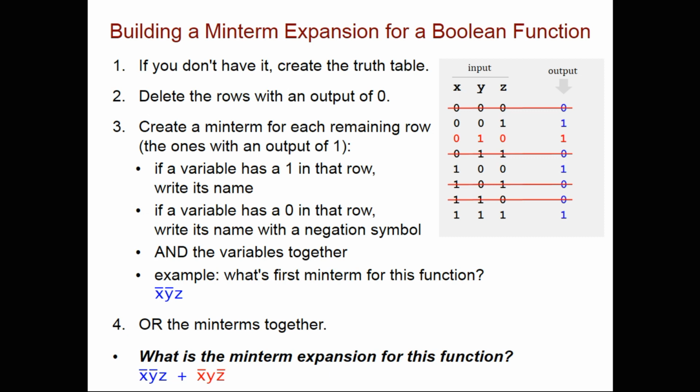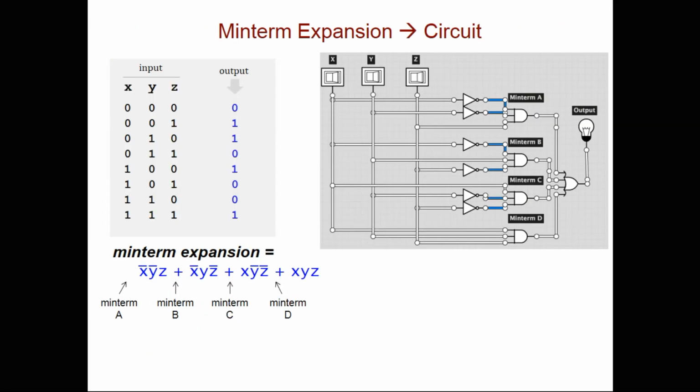The next one, because y has value 1 and x and z both have value of 0, we need to negate x and z and we leave the y as it is. By applying the same principle, we can write down 4 minterms for this function.